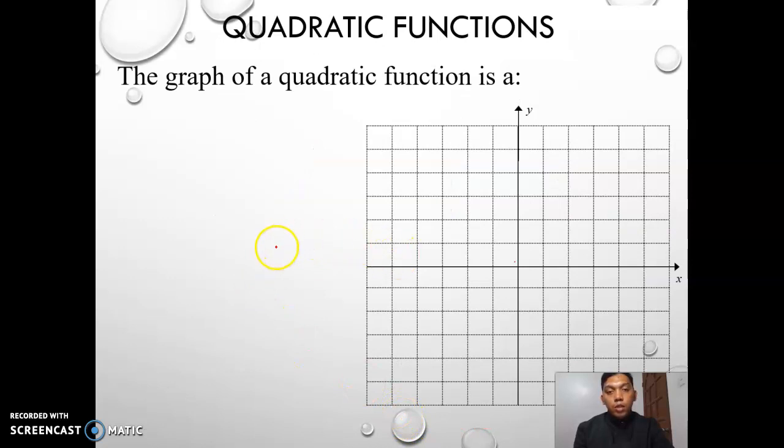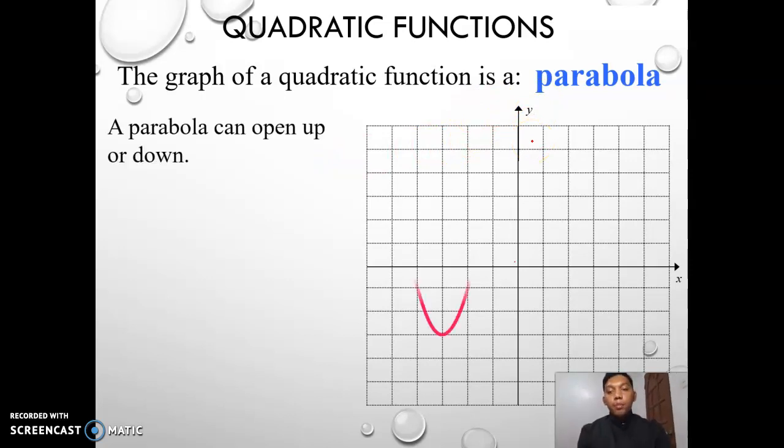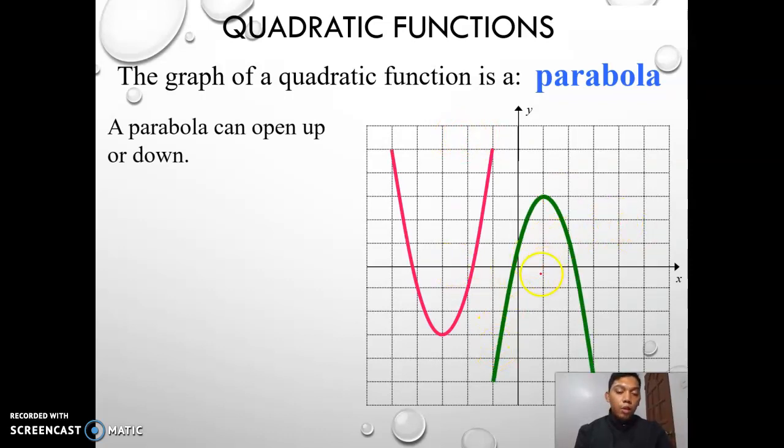Right, so the graphs of quadratic functions. In this video, by the way, we're going to discuss the properties of the graphs of quadratic functions and how to graph quadratic functions in two ways. The graph of a quadratic function is what we call a parabola. It has a U shape.